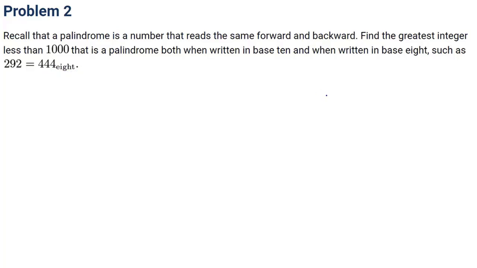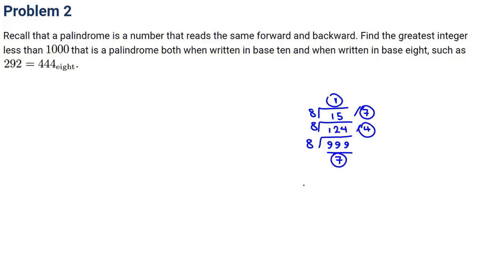Okay, let's consider first the largest number that we can use, 999. If you want to write it in base 8, we divide 999 by 8. The remainder is 7. If you divide by 8 again, it will be 15, the remainder is 4. If you divide by 8 again, it will be 1, remainder 7. So 999 in base 10 equals 1747 in base 8.